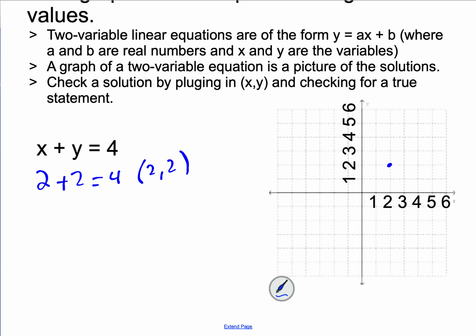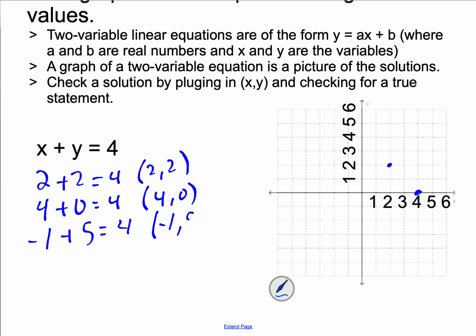Other possible solutions? 4 plus 0 equals 4. Well, that's the point 4, 0. And that's right here on the graph. We have a lot more. We could have negative 1 plus 5 equals 4. So the point negative 1, 5. Negative 1 and up 5. And all of these points here lie in a straight line. Every single one of these points that I've drawn in blue will have x plus y equaling 4. And they do all end up in a straight line.